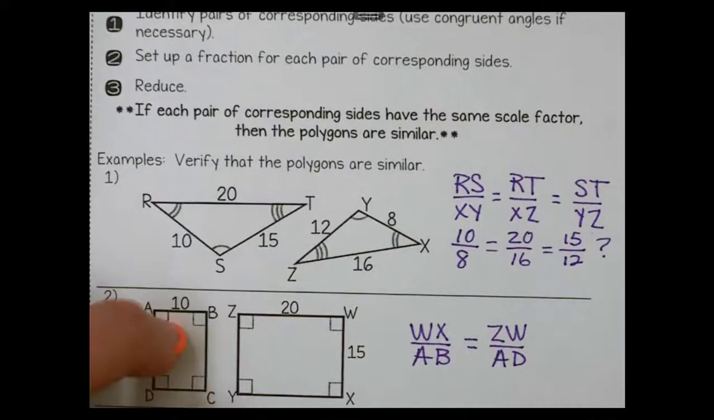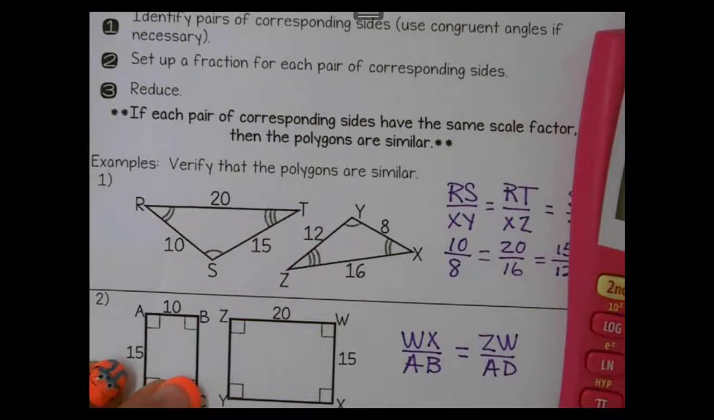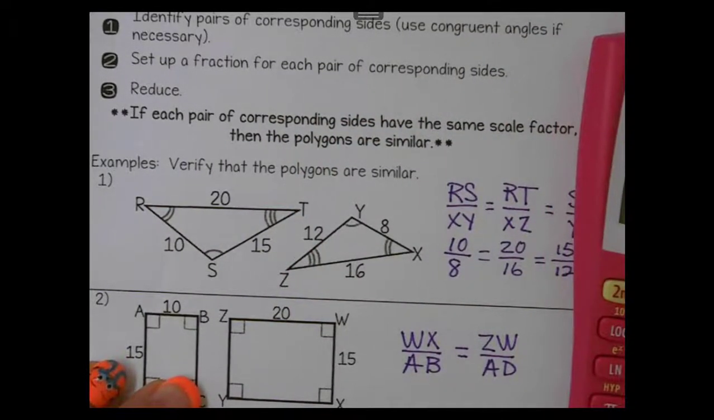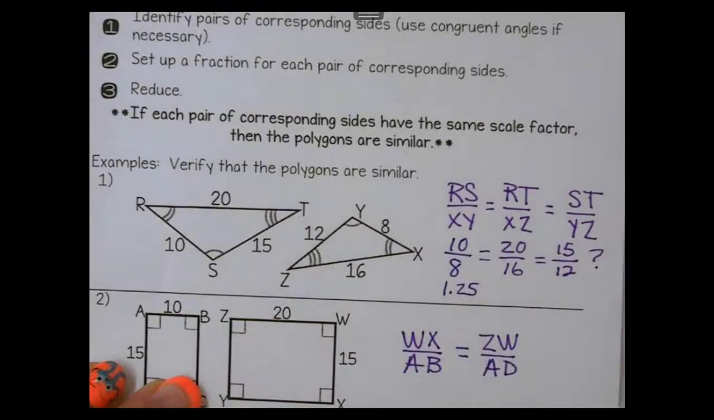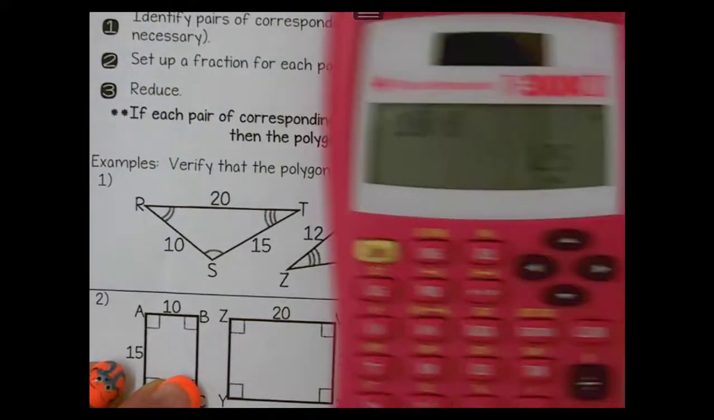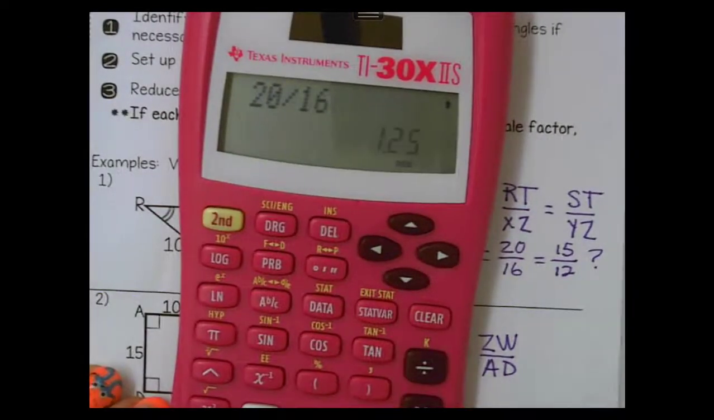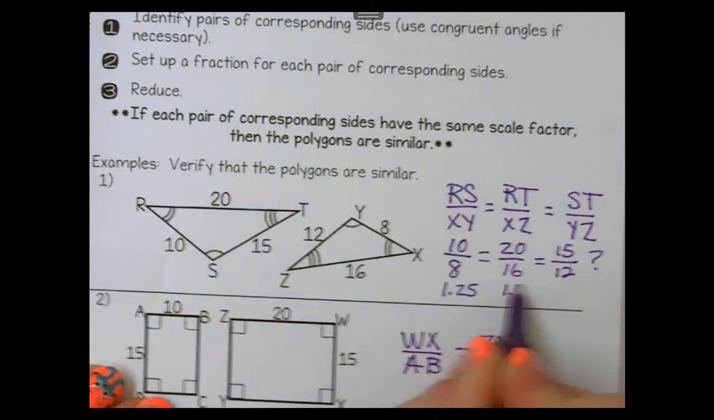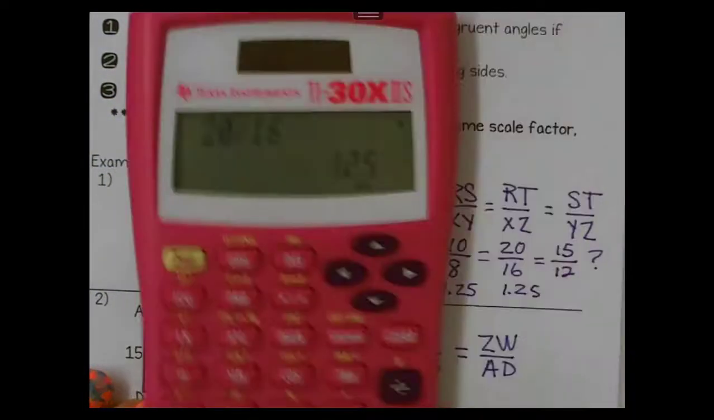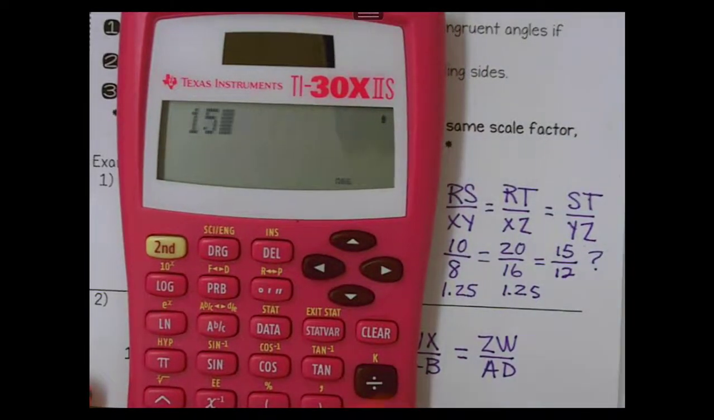All right, so here's what I'm going to do. I'm going to take my calculator and type in 10 divided by 8, and I get 1.25. And then I will take 20 divided by 16. Okay, 1.25, so far so good. But we have to make sure all of them have that proportion. Okay, let's try the last one. 15 divided by 12.